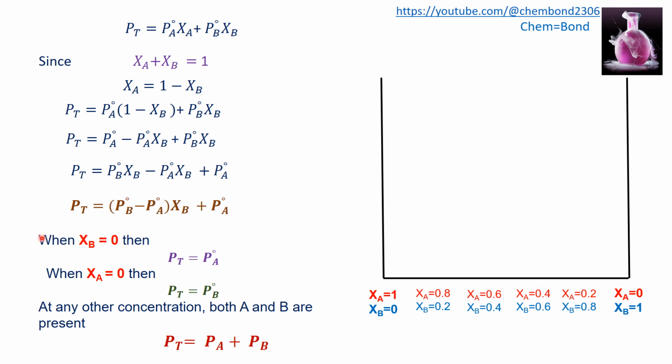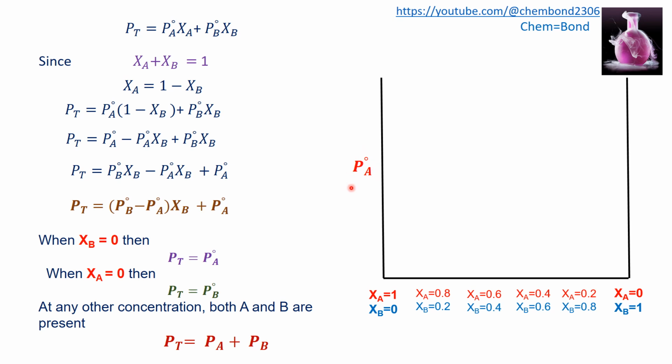Here we will discuss some cases. When XB is equal to 0, this term will be 0, and any figure multiplied by 0 will produce 0. Then the total pressure will be equal to P naught A. So in this case, XB is equal to 0 and the total pressure is equal to P naught A.